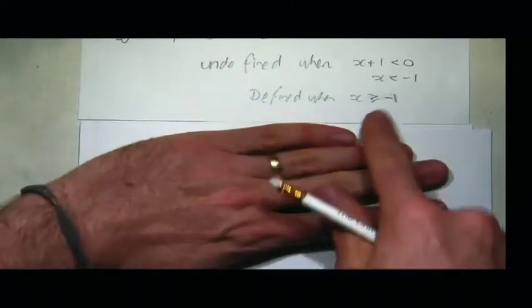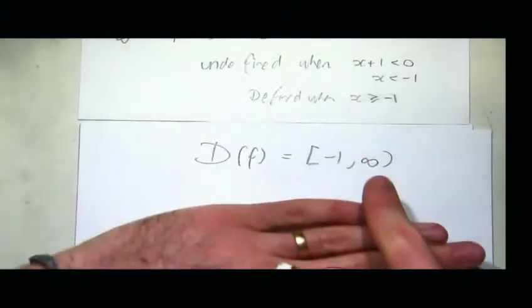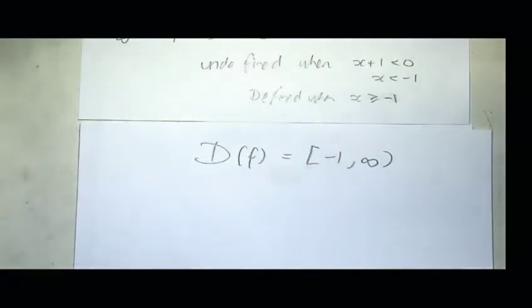I should point out that in a completely technical sense, a domain is a set, so it must be written as a set. Okay, you're not allowed to write it as x is greater than or equal to minus 1. You have to write it as a set. Interval notation or proper sets, or the real numbers.